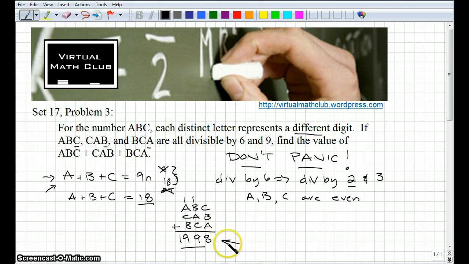Look at that. So, there you go. It's almost like magic. That is the sum of the numbers. And all we were given was that we had 3 digits, and that these numbers were divisible by 6 and 9, and we were able to figure it out. So the answer is 1998. So there you go.